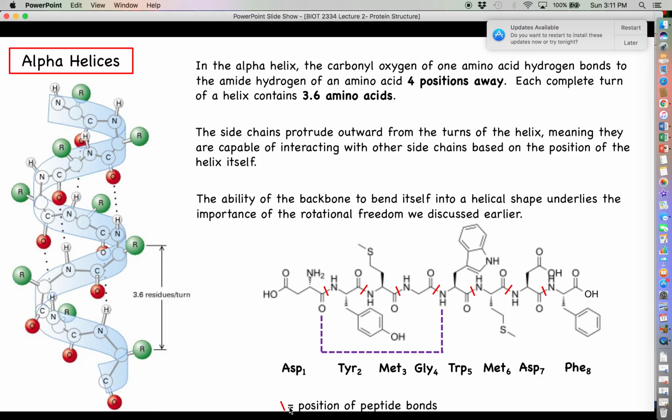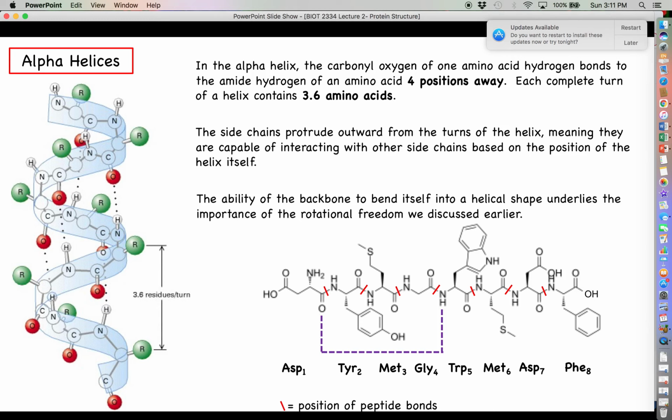Okay, so to help you out here, I've put these little red slashes in here to show you the position of the peptide bonds. So this is aspartate. Here's your peptide bond that links it to tyrosine. Here's your peptide bond that links it to methionine. Here's your peptide bond that links it to glycine, and so on. The purple dotted line here is meant to indicate if we were to bend this octapeptide in such a way that we might get an alpha helix.